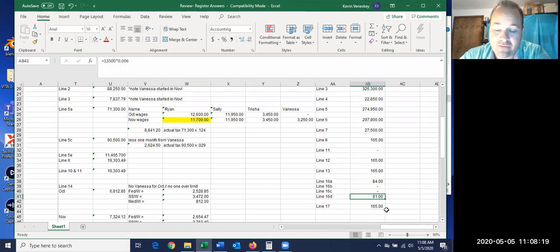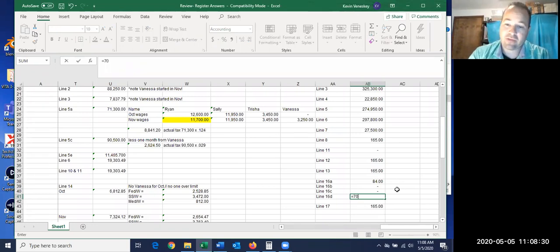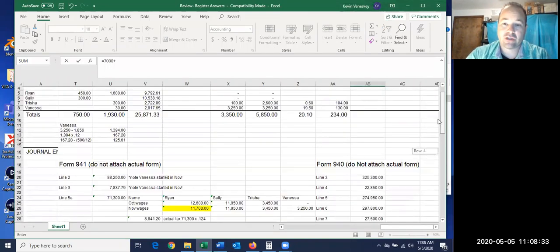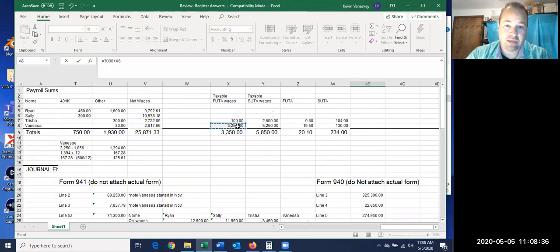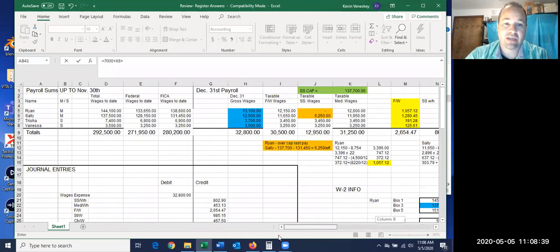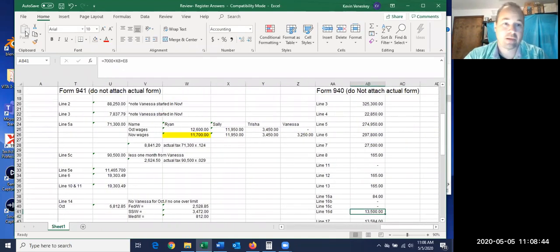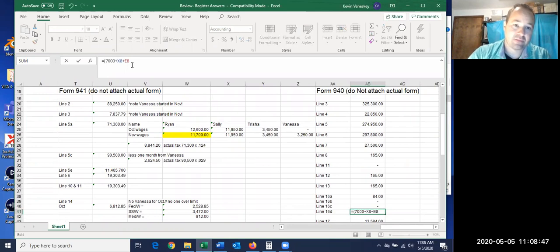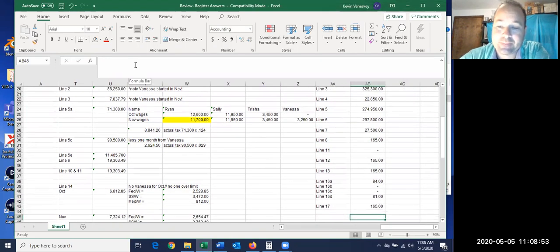And that 13.5, that is simply Trisha's full 7,000. And then my other employee who made the 2 amounts. So this would be 7,000 for Trisha, and then Vanessa would be our taxable December wages and our taxable November wages. And then multiply this by 0.006. So now my 165 equals the 165 for line 12.